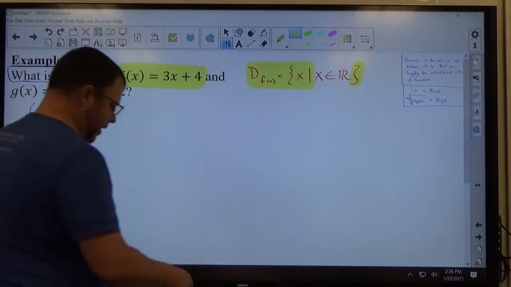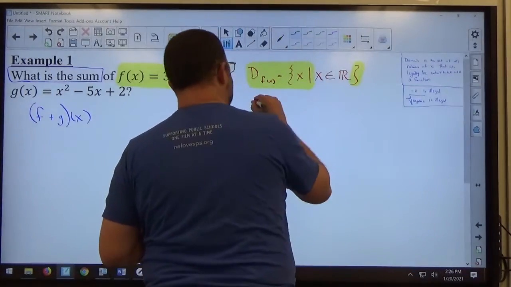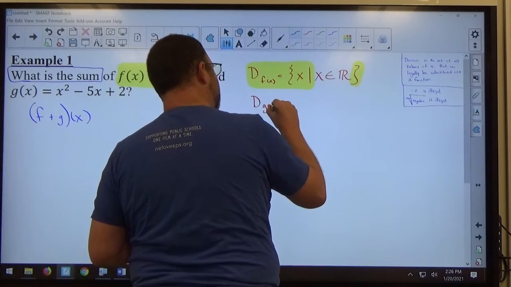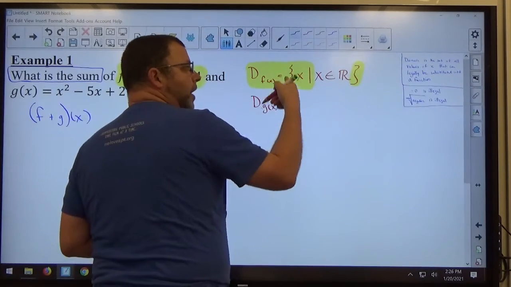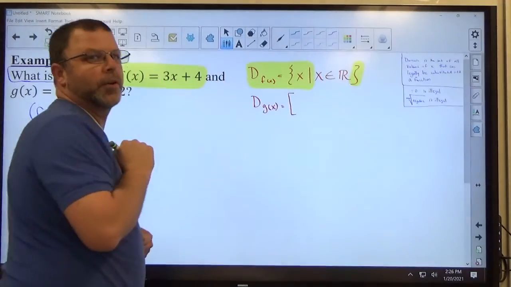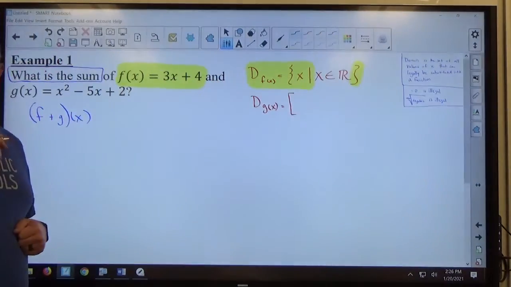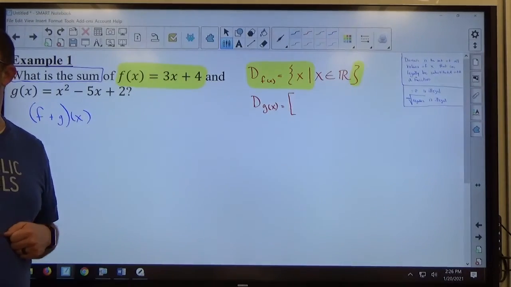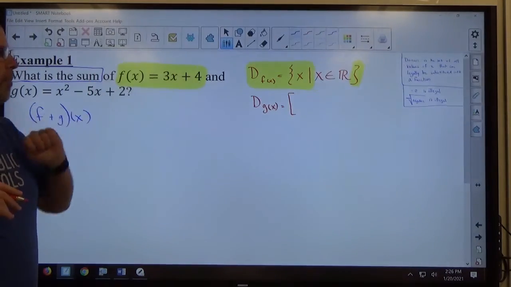Using the same idea, the domain of g of x equals. Now, one other thing, these braces are what you're supposed to use. I'm okay with set brackets also if you prefer. Those of you who are more artistic than I am, you can do little braces and have nice, neat little braces, but set brackets are fine also.